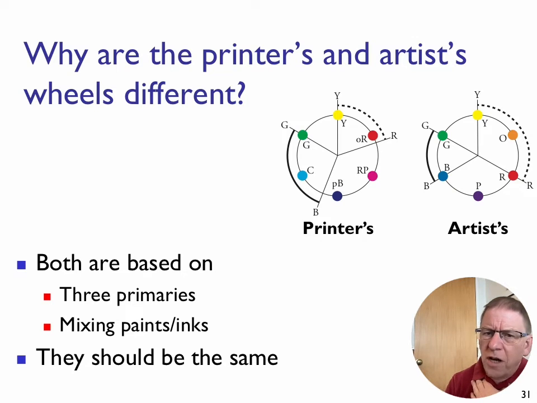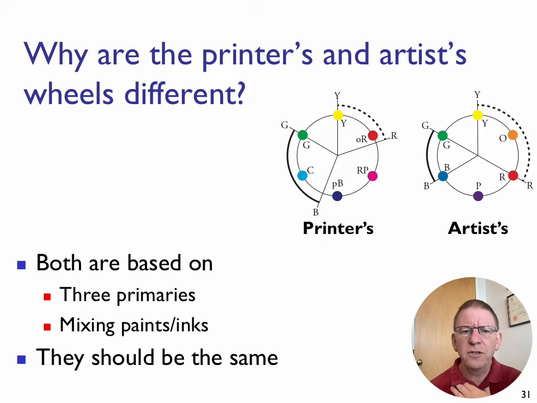So let's look at the biggest source of confusion. Why are the printers and artists' colour wheels so different? They are both based on three primaries and on the concept of mixing paints or inks to make all other colours. Surely they should be the same. Why are they so different? The truth is that the artist's colour wheel is just a very rough approximation to the physically correct printer's colour wheel.